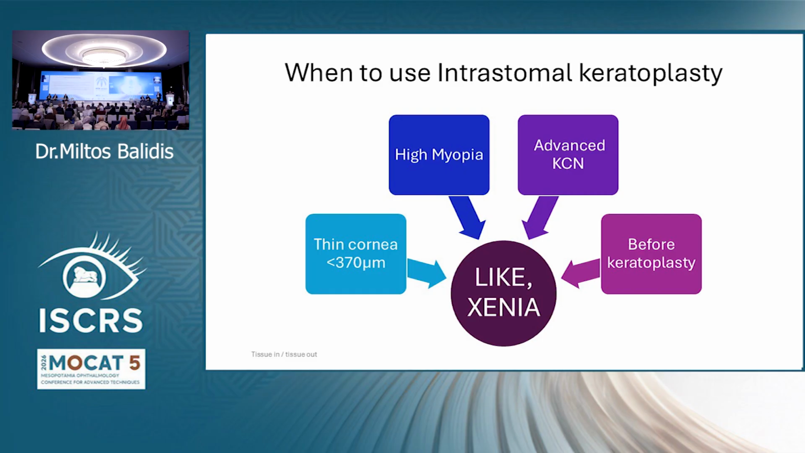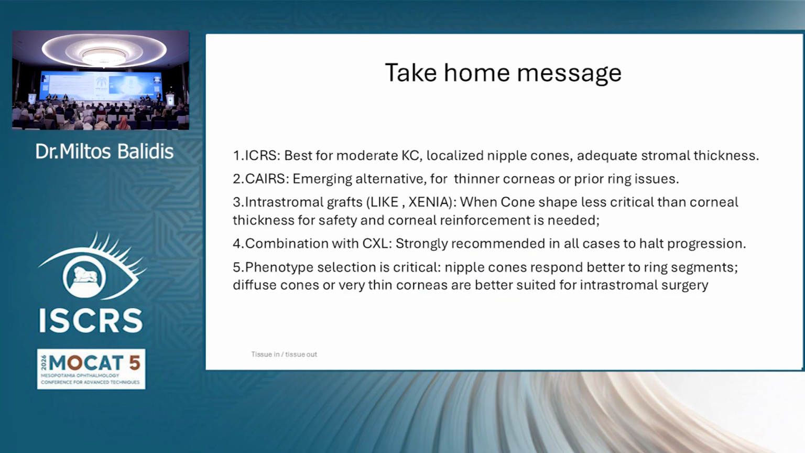So the take-home message is rings are best for moderate keratoconus. CAIRS is an emerging alternative for thinner corneas. Intrastromal grafts can help you reshape the cornea, but usually are just one measure before DALK. Always combine them with cross-linking. And the phenotype selection is critical for your judgment of what to use.